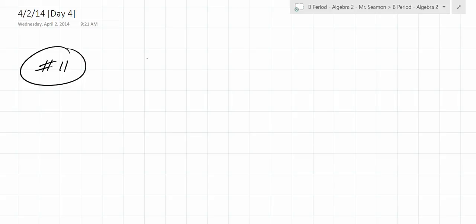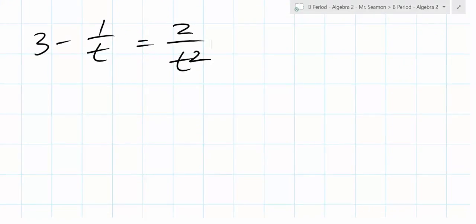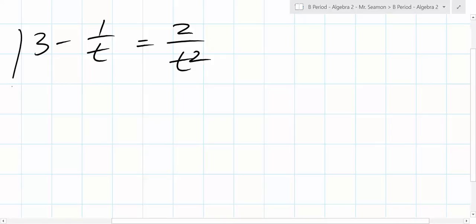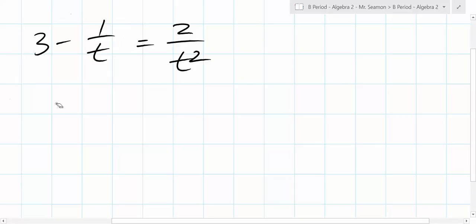Okay, so 11 is 3 minus 1 over t equals 2 over t squared. There are different paths we can take, but the simple idea is we have multiple fractions that we want to either combine or get rid of, right? We could combine these two things and then cross multiply. That was something we did before. Or we could multiply everything by the same thing, and there is something we could multiply everything by that gets rid of all the fractions. What could we multiply everything by?